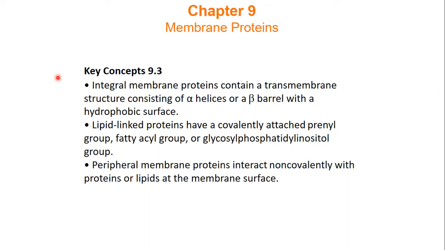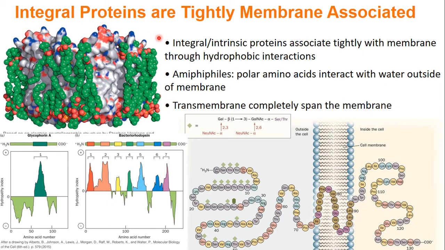In this video, we're going to start to look at the proteins that are in your cell membrane. So we're going to start with your integral proteins. Integral or intrinsic proteins are those that associate very tightly with the membrane and cannot be removed from the membrane. They're integral to being inside the membrane. They interact through hydrophobic interactions with the tails, and you also have some polar amino acids where the head groups are at.